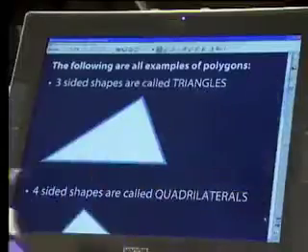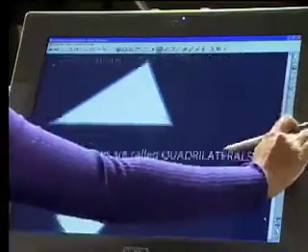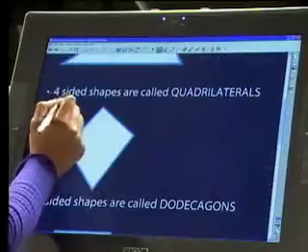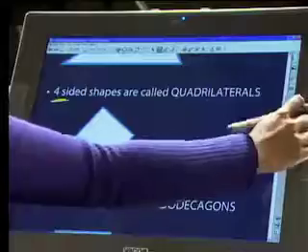Three-sided shape that we are all familiar with, called a triangle. That's also a polygon. A four-sided shape, so it's made up of 4 different line segments joined together. That's called a quadrilateral. A 12-sided shape is called a dodecagon.